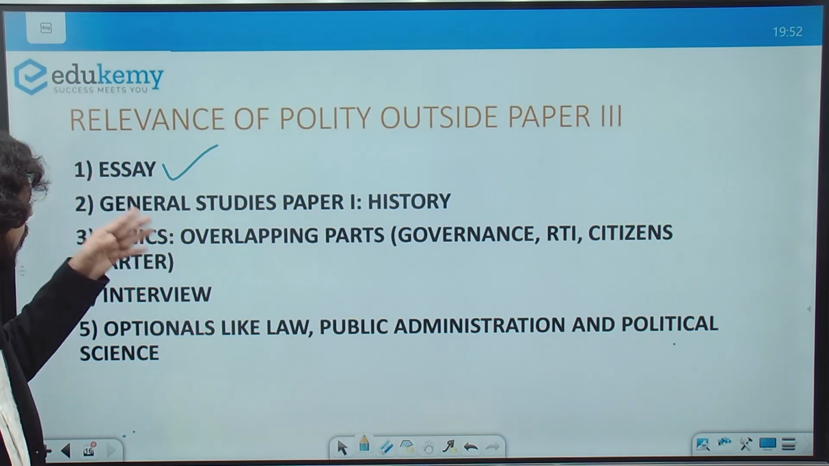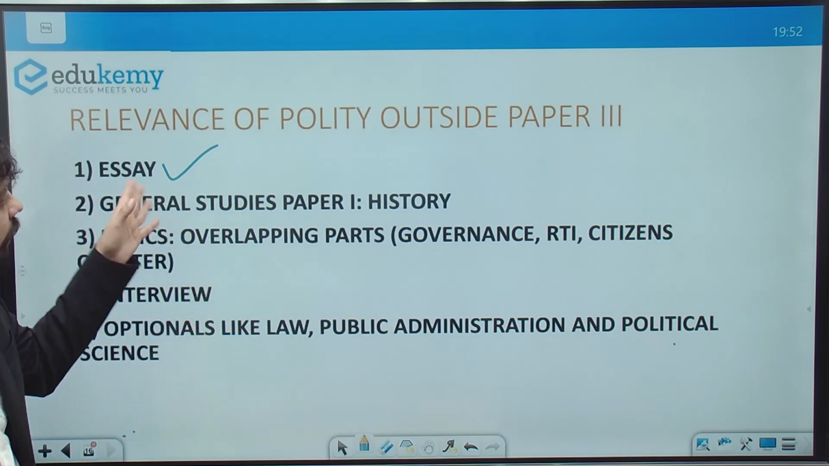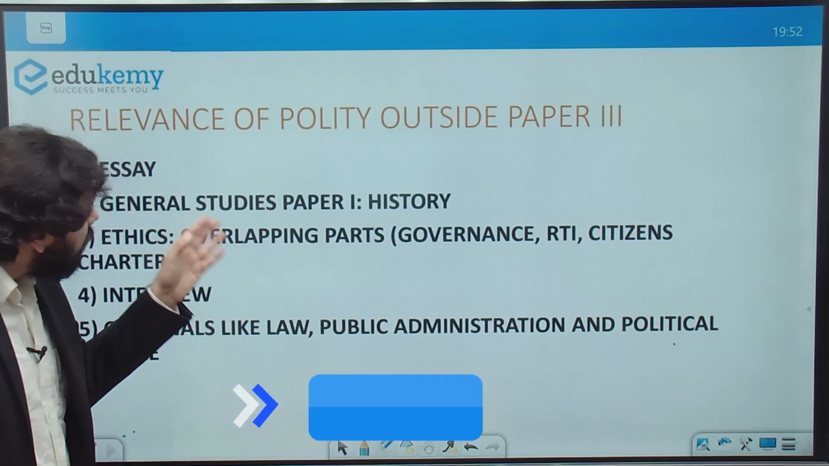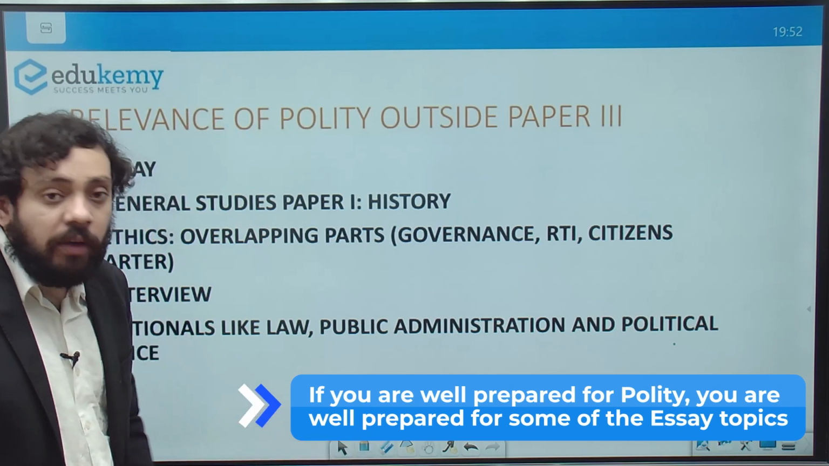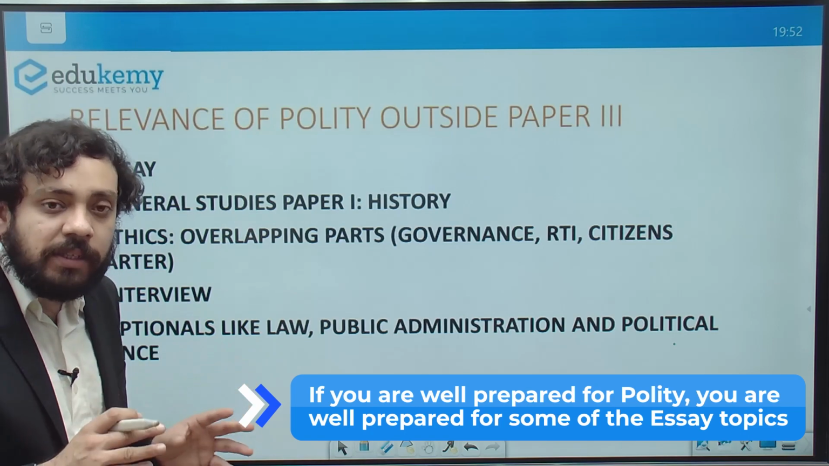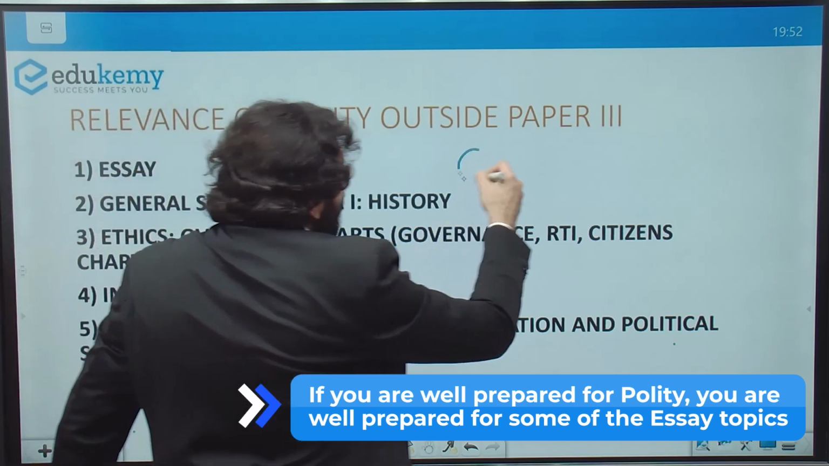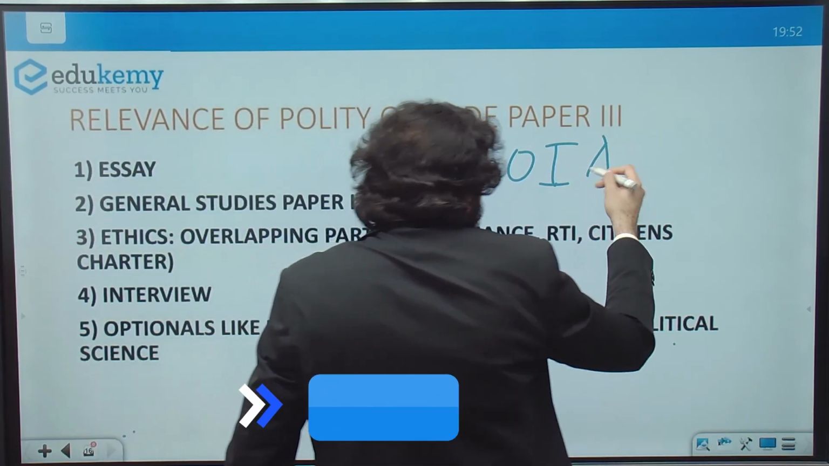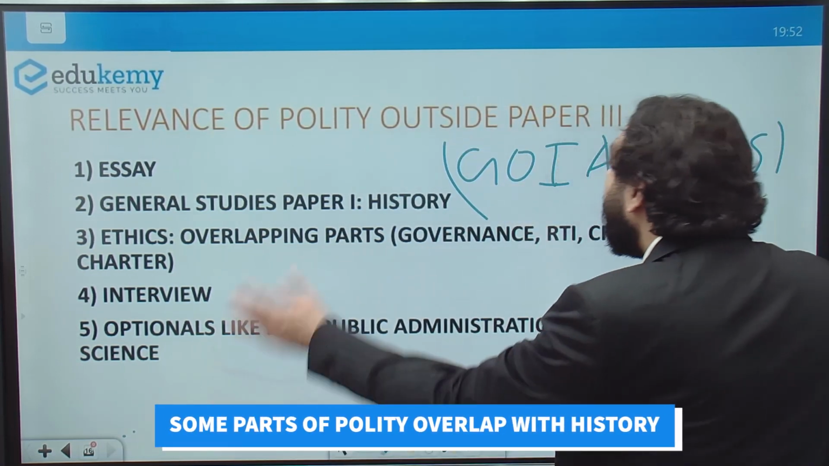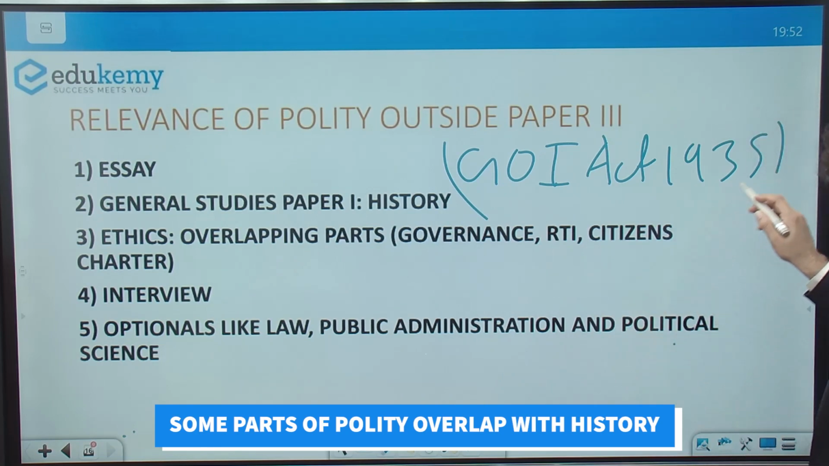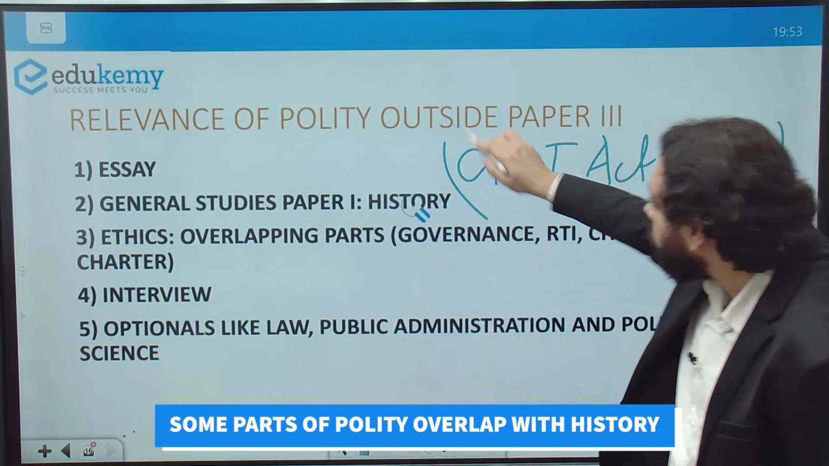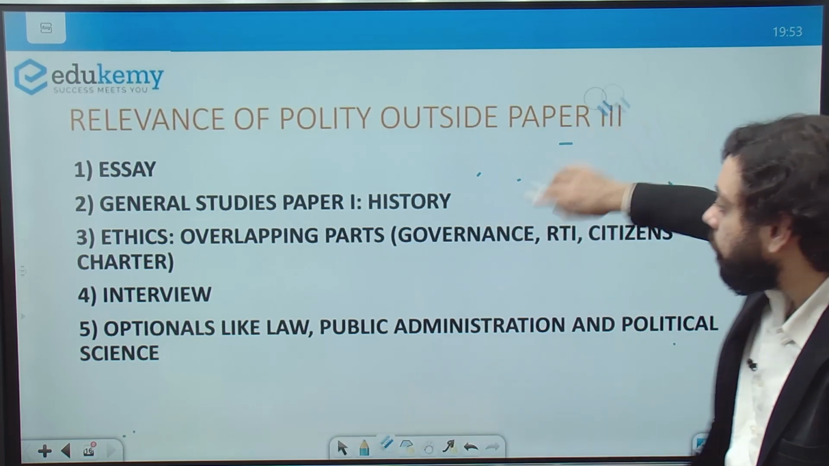So needless to say, if you are well prepared for polity, you are well prepared for some of the topics in essay also. After that, General Studies Paper 1, history, in which you have certain questions which are also overlapping in terms of the syllabus coverage from polity. For instance, the Government of India Act 1935. This is something that you read both in polity as an antecedent to the current constitution and also in history as a part of modern Indian history. So some overlap exists here also.